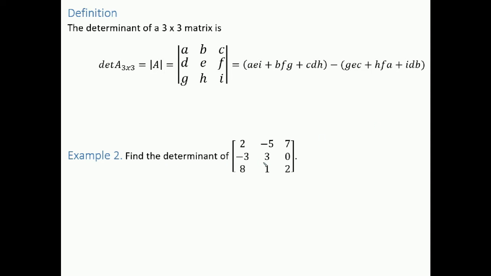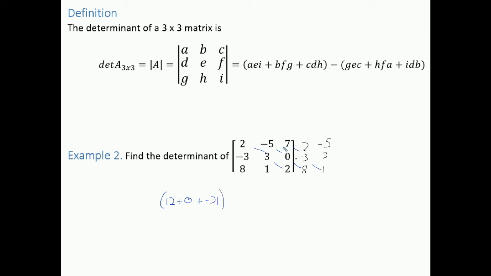So let's go ahead and look at this. Find the determinant of this matrix here. So what we're going to do is rewrite our two columns, 2, -3, 8, -5, 3, and 1. And then we're going to come left to right, and we're going to find these products. 2 times 3 times 2, so that's 6 times 2 is 12. So we have 12. And we're going to add the next product. Well, this one's easy because it has a 0 in it, so 5 times 0 times 8 is just 0. And we're going to add this last one, 7 times -3 times 1, which is -21.